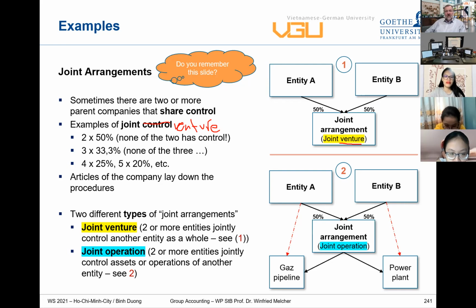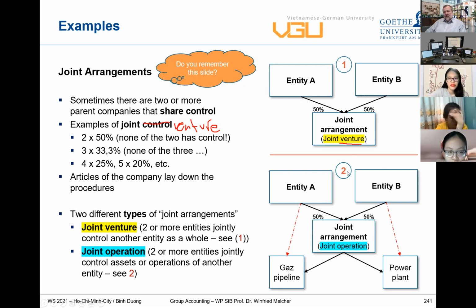So joint control is the correct term, but joint arrangements will either be joint ventures or joint operations. A joint venture is when two or more companies or entities jointly control another entity as a whole. So we have a joint venture when they jointly control that joint arrangement. That means you will have control of the net assets here.